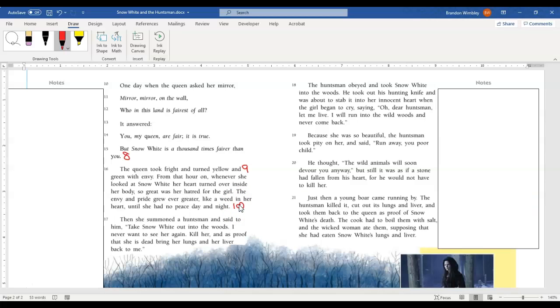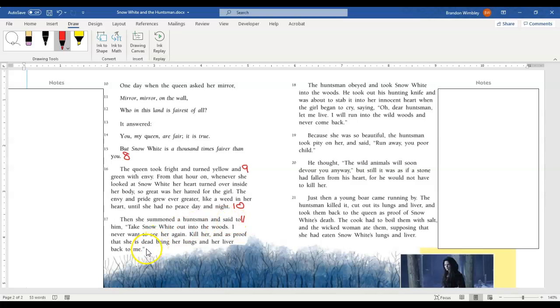Then she summoned a huntsman and said to him, "Take Snow White out into the woods. I never want to see her again. Kill her, and as proof that she is dead, bring her lungs and her liver back." Ooh, kind of a more vicious one than we've seen in that Disney movie. I'm going to put this as 11. That summoning the huntsman is an action she takes.